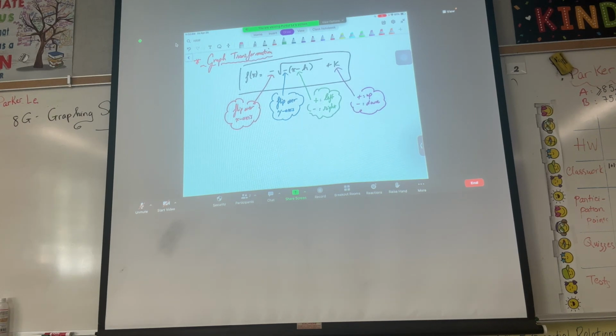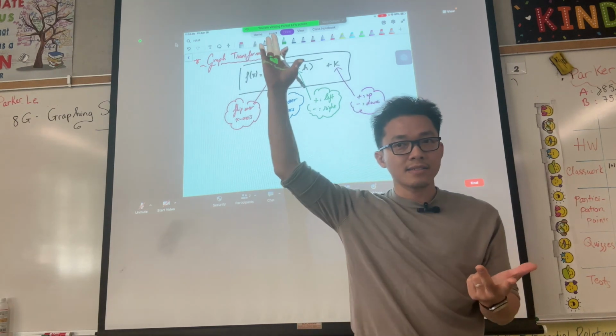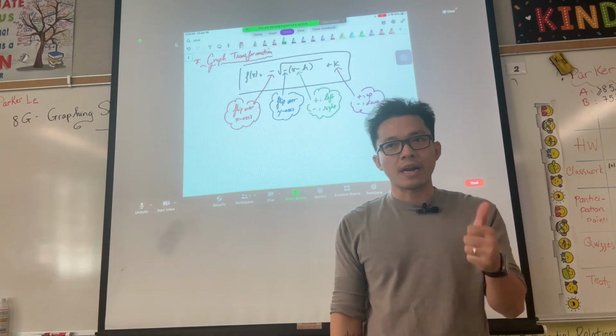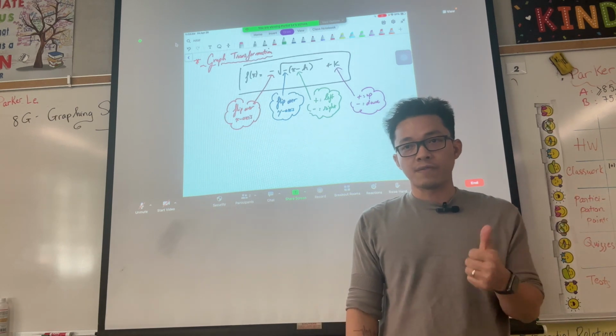But do you remember? Let me ask you this. Let's say you have a flip, you have move up, you have move left. Does it matter which one we do first? Yes or no? Yes. Which one needs to be done first? The flip, the reflection. It needs to be done first.